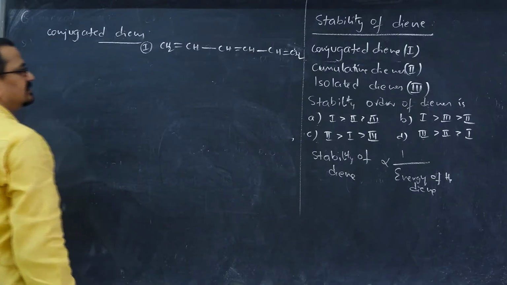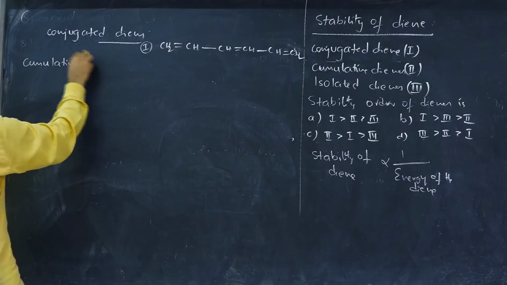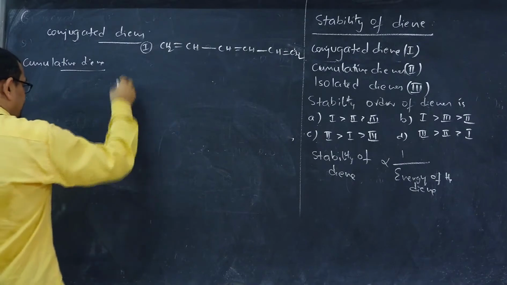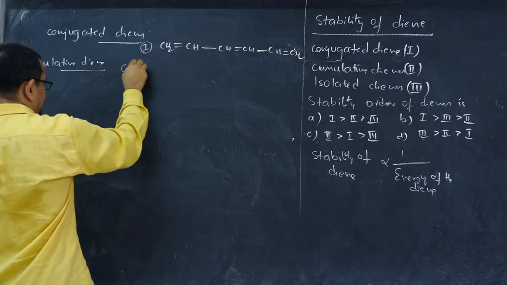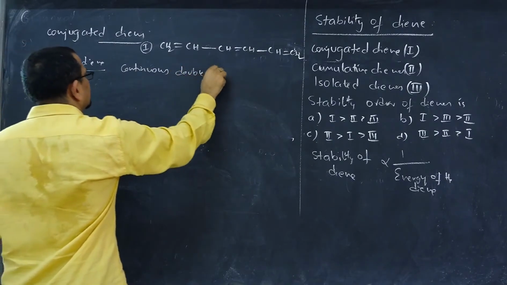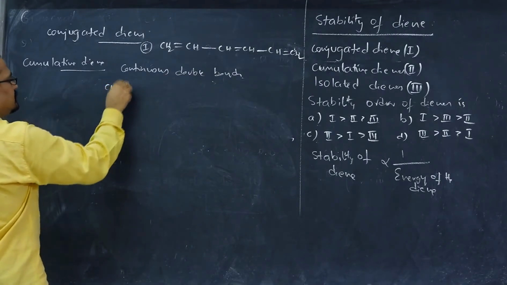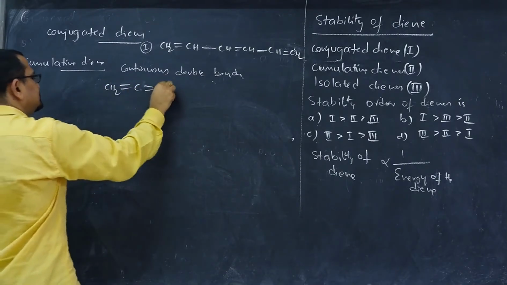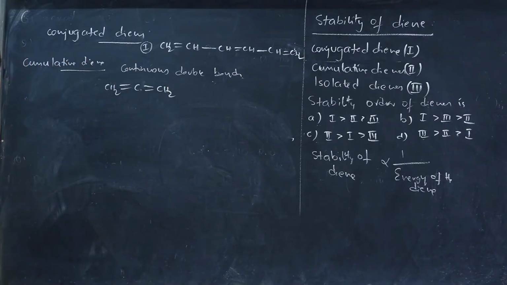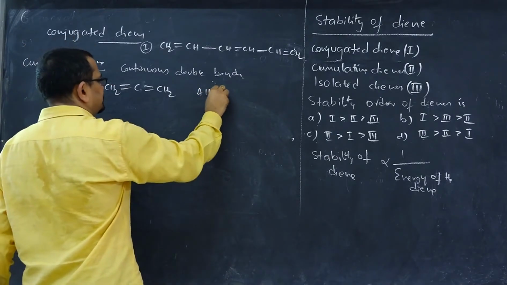The next case is cumulative diene. Cumulative diene means continuous double bonds, like CH2=C=CH2. So this is an example for cumulative diene. It is also called an allene. Such compounds are also called allenes or their derivatives.